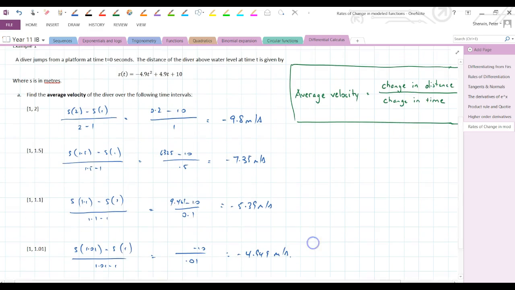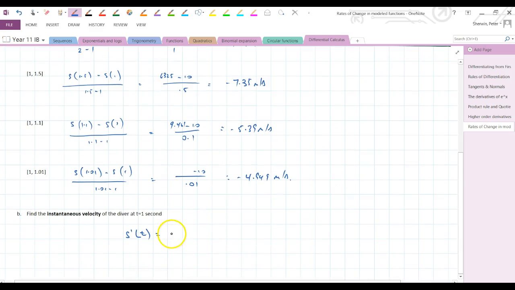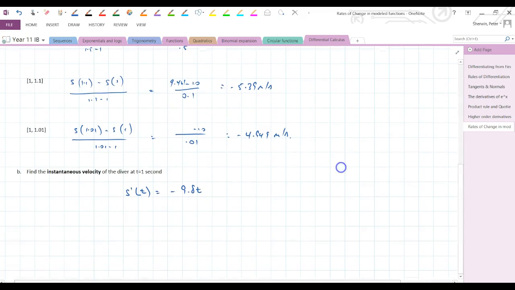So what's that? Let's differentiate this. That's minus 9.8t plus 4.9. Right, now we put t equals 1 in here. So s dash 1 will give me the instantaneous rate of change, the instantaneous velocity at 1 second. So in I go with minus 9.8 times 1 plus 4.9, and that's equal to minus 4.9 meters per second.